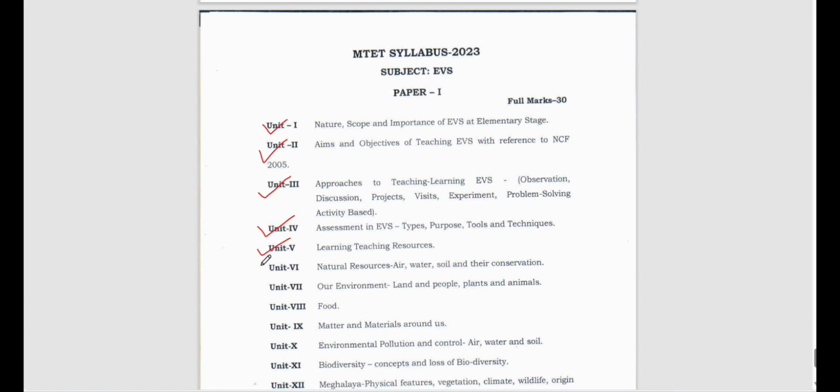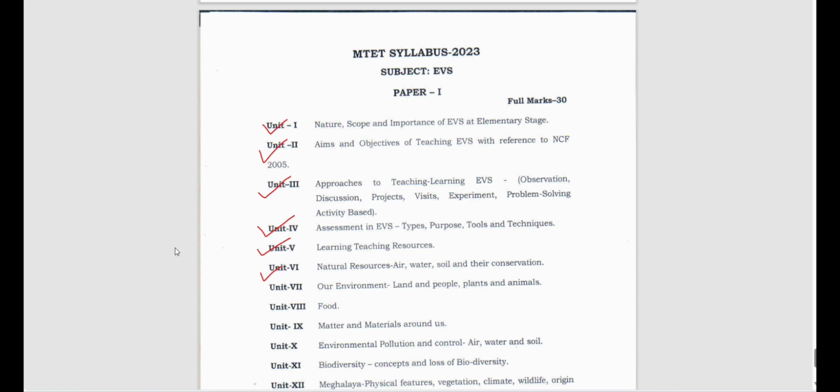Then let's go to unit 6. What is unit 6 speaking about? Natural resources: air, water, soil, and their conservation. Now you see, there are certain things in our environment which are natural, as well as, actually, everything is natural, right? What I mean is that there are certain things which are renewable and there are certain things which are not renewable.